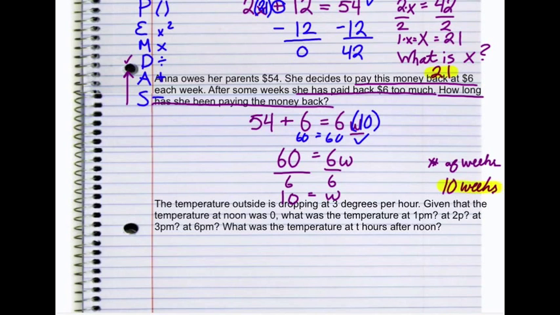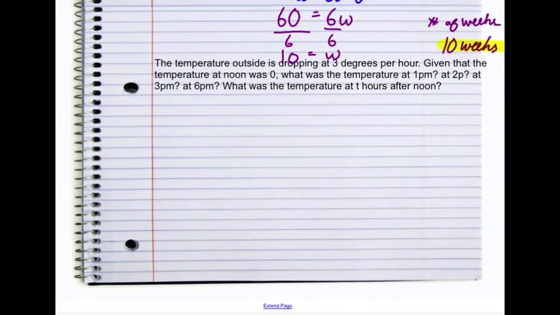The last problem that we're going to look at is a little different. It actually has you tracking time. So it says the temperature outside is dropping at 3 degrees per hour. Given that the temperature at noon was 0, what was the temperature at 1 p.m.? What was the temperature at 2 p.m.? What was the temperature at 3 p.m., at 6 p.m.? And what's the temperature T number of hours after noon?